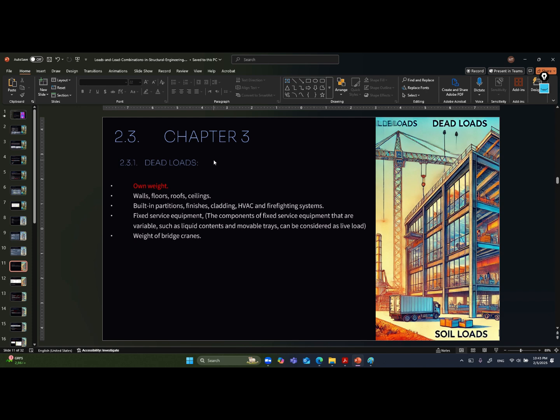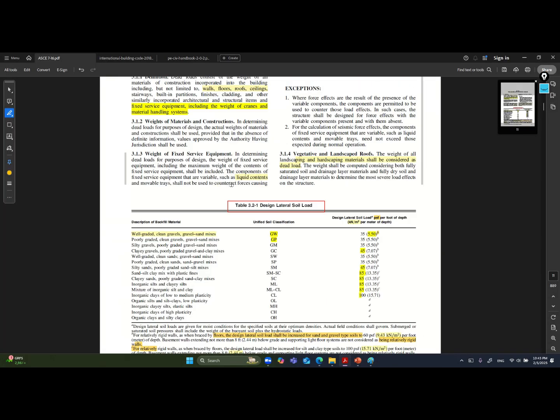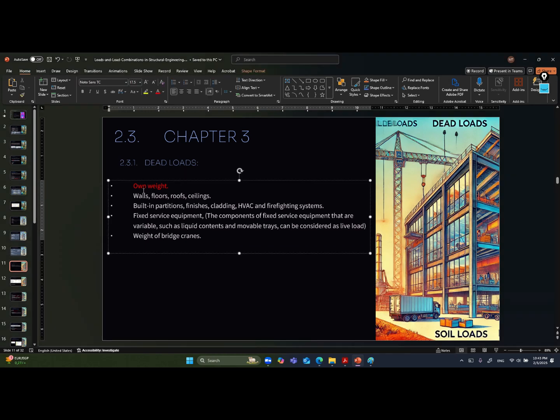Now for chapter 3. Chapter 3 is an easy one. It is almost 2 pages in ASCE 7-16, but it contains important information. The first thing that most people forget when focusing on solving a problem is the own weight. You usually forget about the own weight of the beam, of the slabs, and so on. So I highlighted in red, you must consider the own weight, unless in the exam he mentions explicitly that you don't need to consider the self weight, then you shall not consider it.